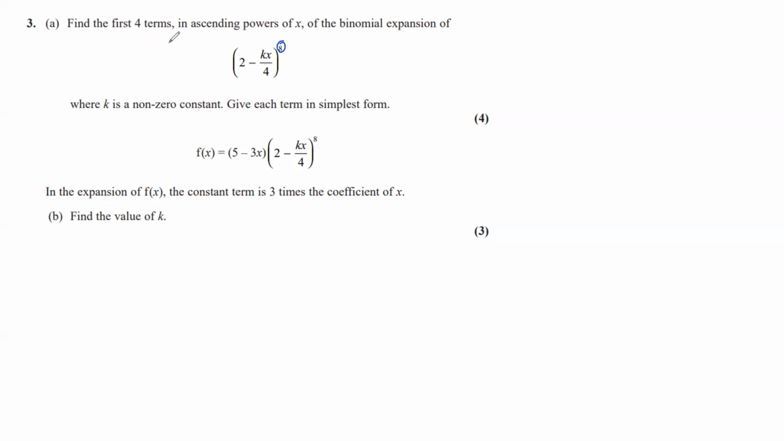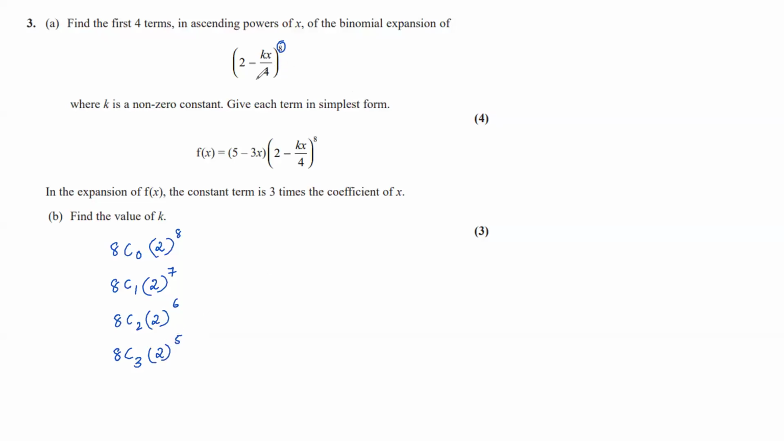Now, we need the first four terms. So the n value, the power, is 8. So 8C0, 8C1, 8C2, 8C3. These are the combinations. Now, for the first term, the power keeps decreasing. So the first term is 2 and the power here is 8 and it keeps decreasing: 2 to the power of 8, 2 to the power of 7, 2 to the power of 6 and 2 to the power of 5.